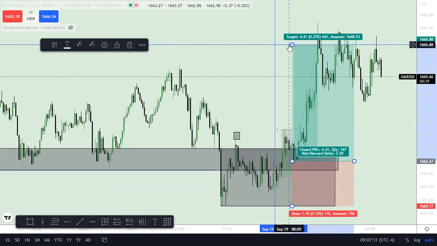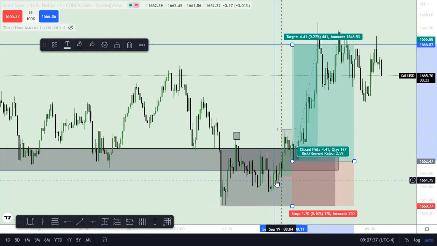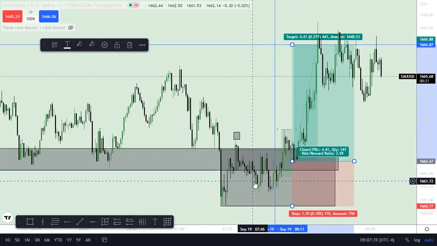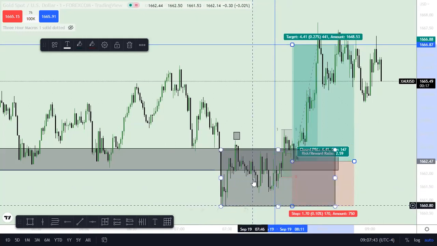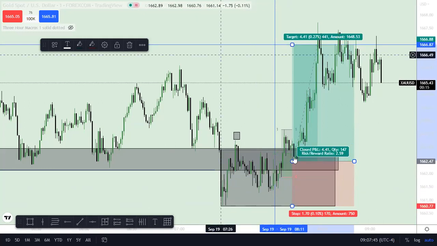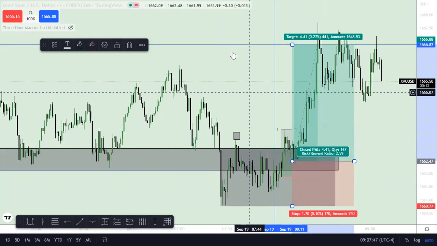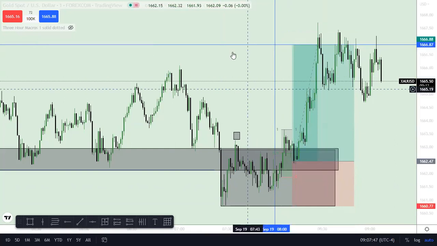I entered gold at 1661.84. Somewhere down here, which should have been somewhere from over here. Don't think that because this is the last part, that's where I entered. I entered here based on my rules. All the models playing out right there. Check the chat and then move to the next pair.